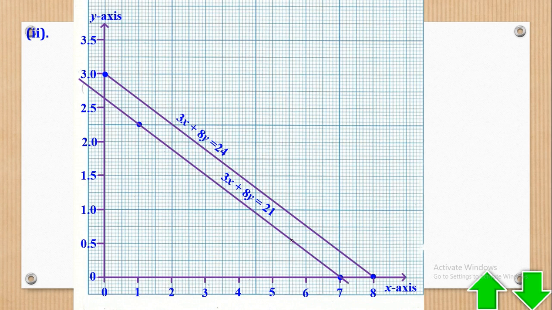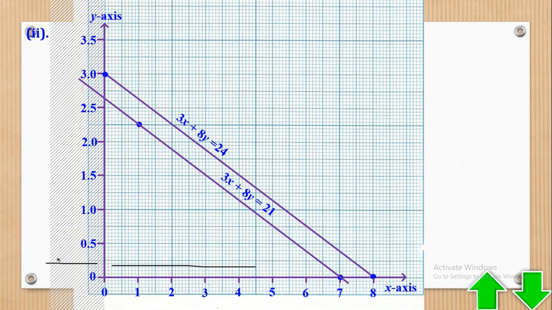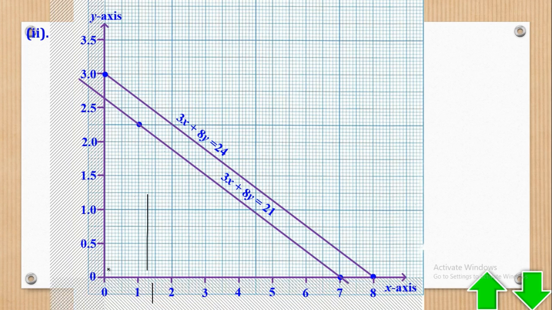So we are done. Next is now to shade. Remember we said first was x greater than or equal to 0, which means that positive values are needed, therefore the unwanted region is this side, so we shall shade that part. For y greater than 0, positive values are needed, therefore the unwanted region is this part, so we shall shade that part.